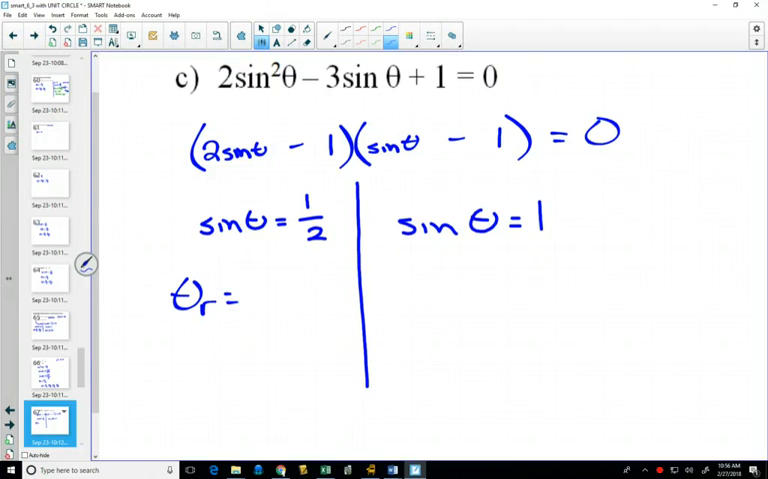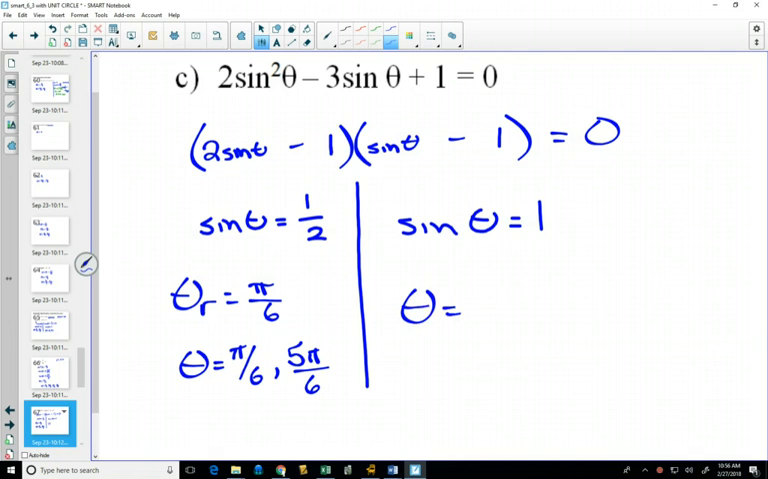And so now that we've factored it, either the first one's equal to 0, and if 2 sine theta minus 1 is equal to 0, that would make sine theta equal to 1/2. That's my pi over 6 family. When is sine positive? Quadrant 1 and quadrant 2. When is sine theta equal to 1? Well, that's part of an axis family. When is my y-coordinate equal to 1? That only happens at pi over 2.